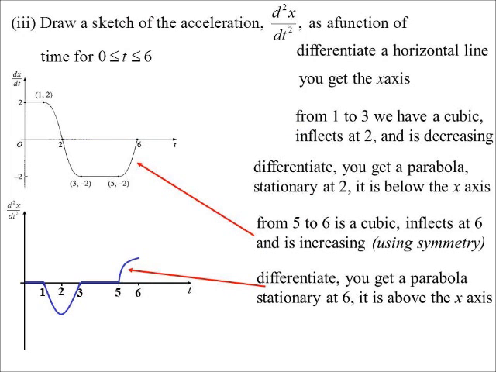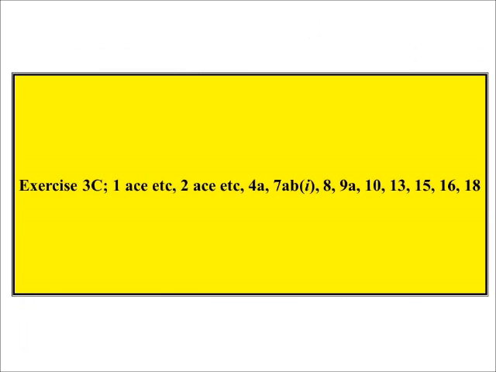All right, next bit. 5 to 6, again, I'm assuming some sort of symmetry. So I think it's the same sort of shape. It's probably the same cubic. So it's logical that when I differentiate this, I would get the same shape as the other parabola down here. But this time it's increasing, so it'll be above the axis. So I think we get something like that. So that's my guess for the sketch. Alrighty, there we go, 3C.